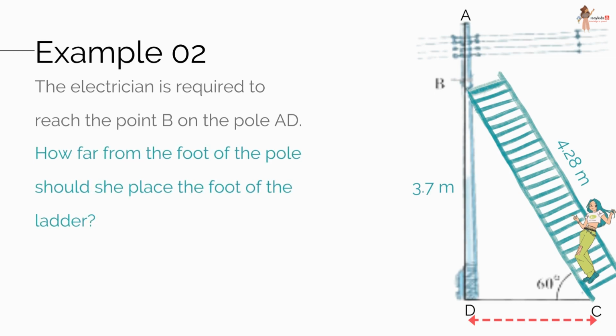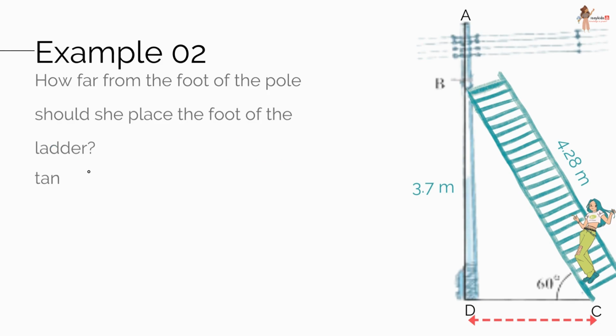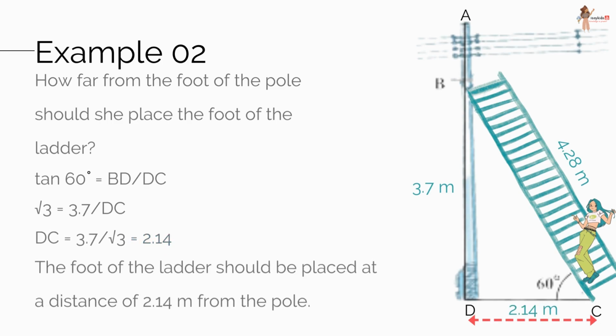Tan 60 degree is perpendicular upon base, hence it would be BD upon DC. That is root 3 is equal to 3.7 upon DC. So DC is equal to 3.7 upon root 3, which is 2.14. Therefore, she should place the foot of the ladder at a distance of 2.14 meter from the pole.